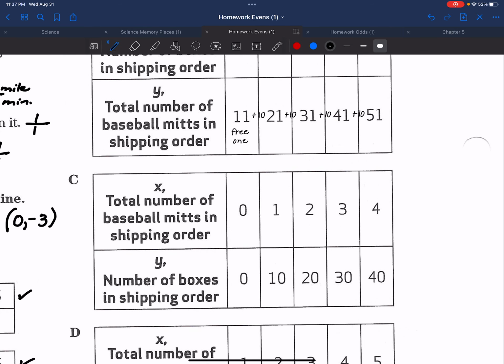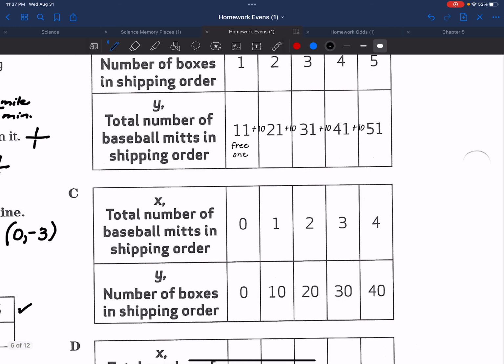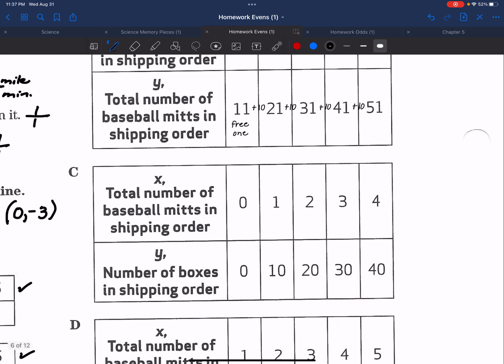No baseball, no order, no boxes. That checks. 1 mitt, 10 boxes. No. This is 1 free mitt. They have them reversed here. 1 free. Okay, I'm not even going to go there. The X's and the Y's are reversed. The mitts should be on the bottom, and the boxes should be on the top.